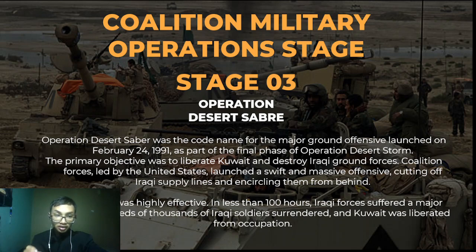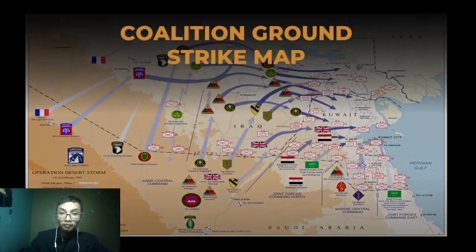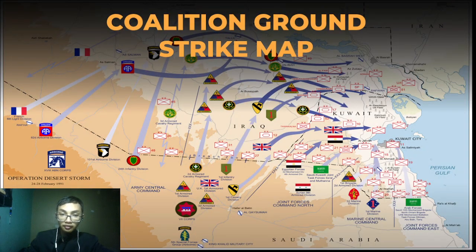The coalition forces, led by the United States, launched a swift and massive offensive, cutting off Iraqi supply lines and encircling them from behind. This maneuver was highly effective. In less than 100 hours, Iraqi forces suffered a major defeat. Hundreds of thousands of Iraqi soldiers surrendered, and Kuwait was liberated from the occupation. This is the map of the coalition ground strike.